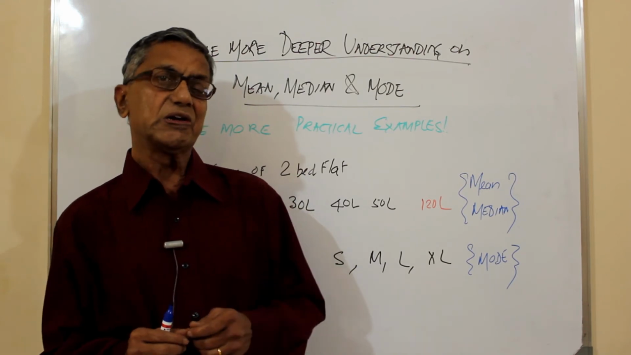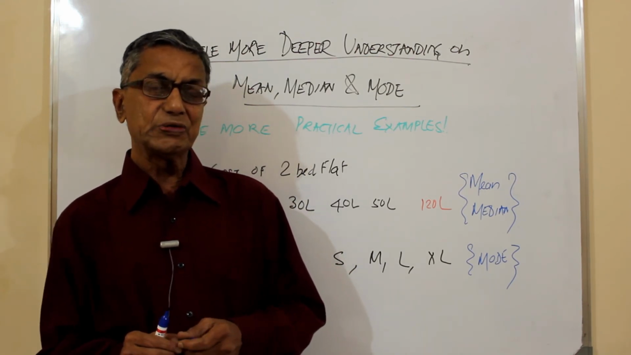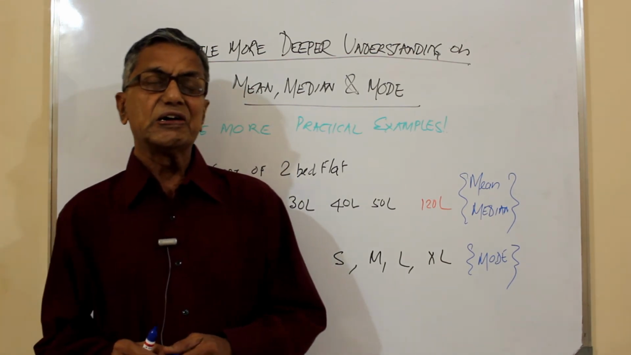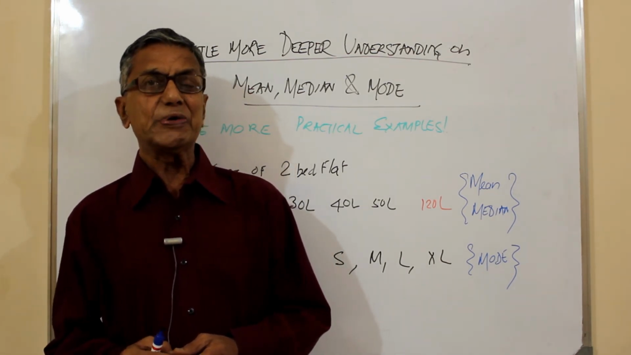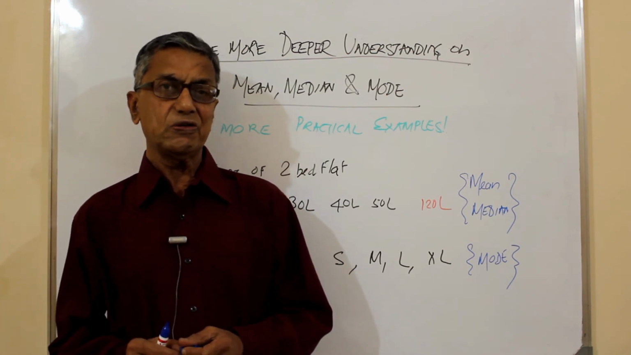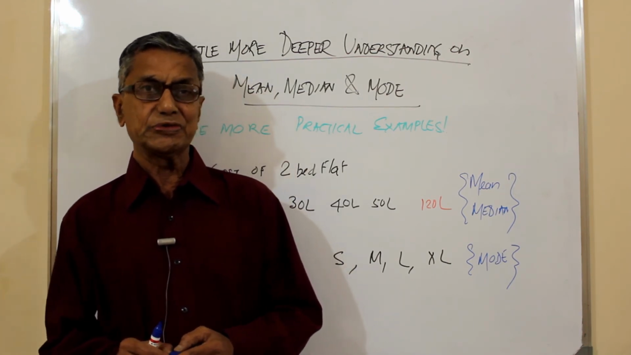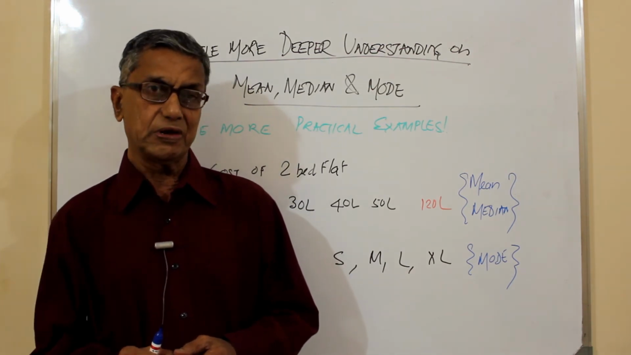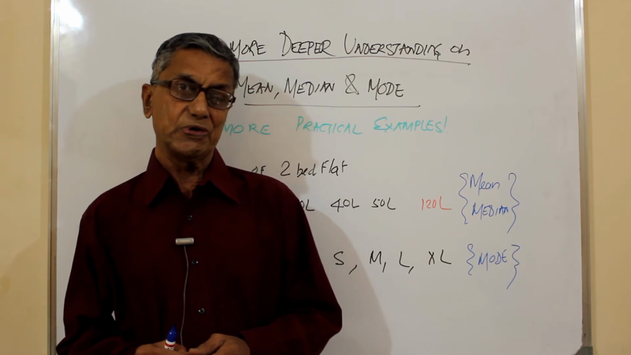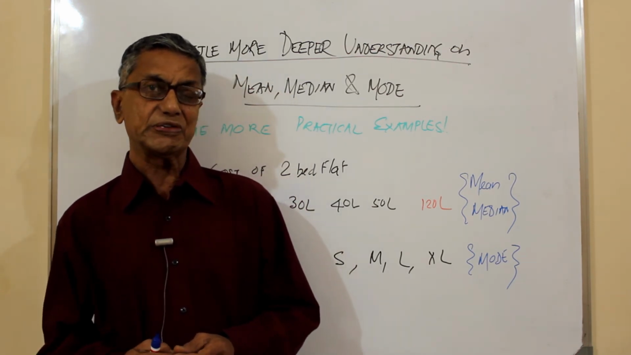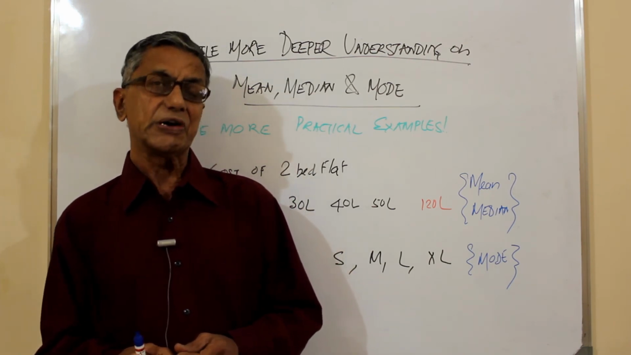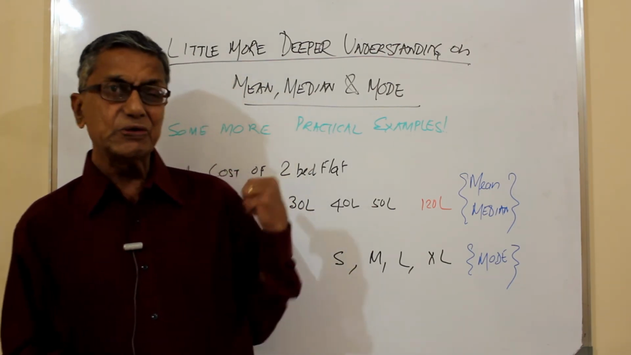We will take some more examples by going through some real life scenarios, because you will find that you need to do a deeper study on these parameters. It is not that mean alone is always the most important measure of central tendency. It is also median and mode. In fact, you will find a lot of applications of mode being a very useful central tendency measure. Let us take 2 examples.